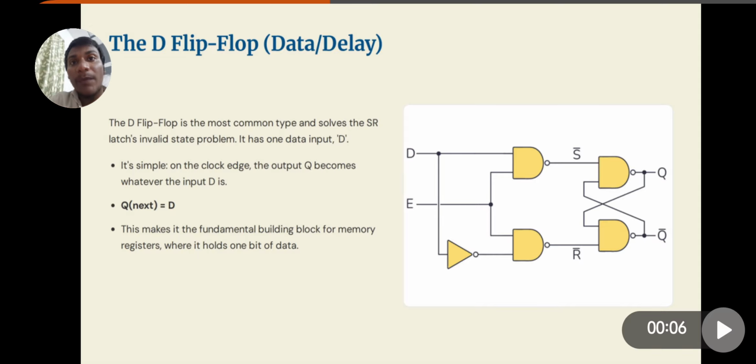Here in the D flip flop, it replaces the SR flip flop because it holds the data, and it solves the problem of unpredictability when S and R are 1. It solves that drawback.